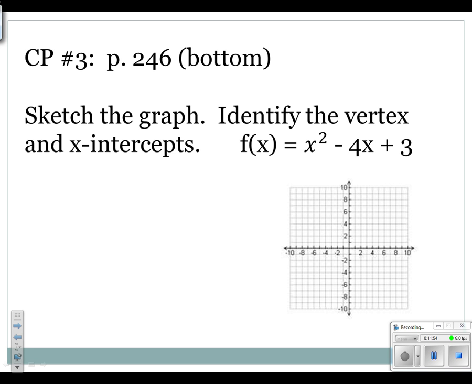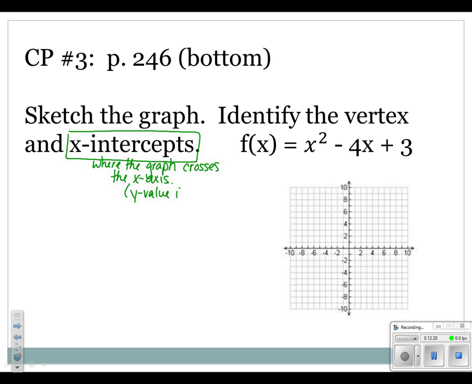All right, so let's do it again. It says sketch the graph, identify the vertex and the x-intercepts. All right, so there's a little bit more now. Remember what an x-intercept is. X-intercept is where the graph crosses the x-axis. Now think about your y value if you are crossing your x-axis. All of your y values are 0 here.